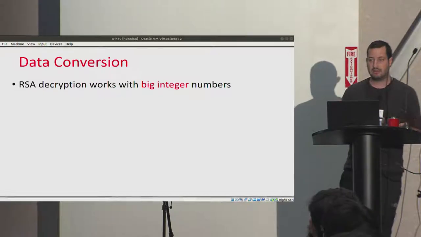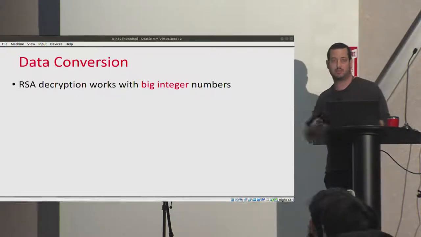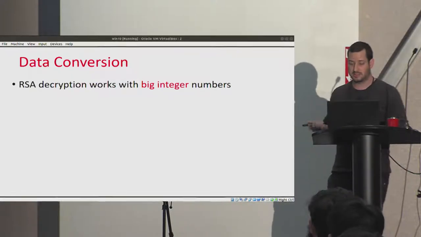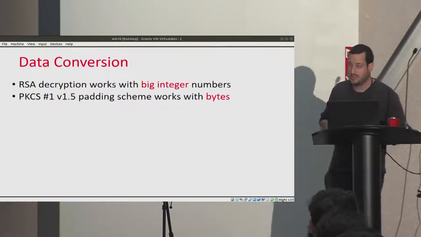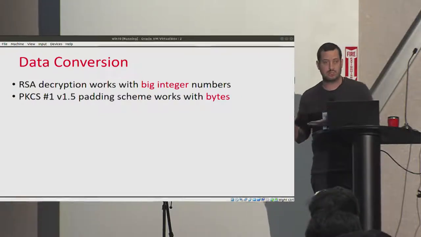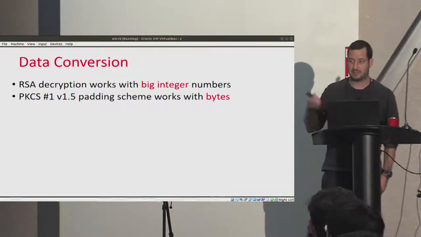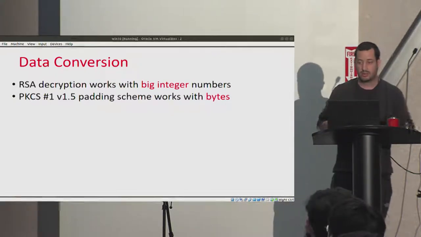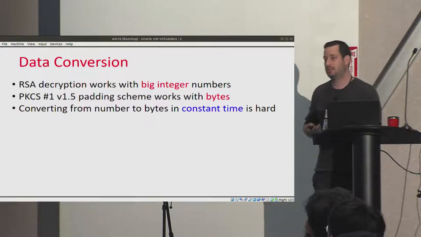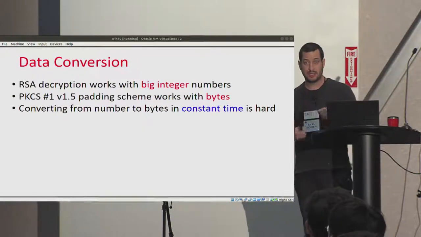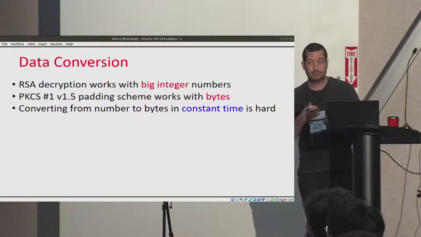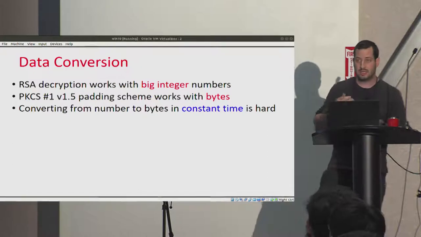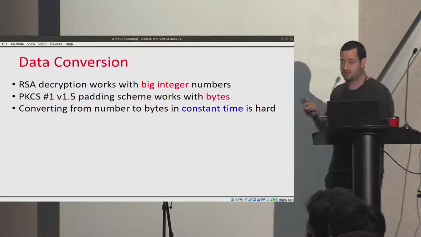And what do we mean by data conversion? Basically, RSA decryption or encryption, as we said before, works with big integer numbers. However, the PKCS padding scheme works with bytes. This is also the way that we handle the keys and the information that we want to encrypt. So we need to convert from one to another. After we decrypt the ciphertext, we get a plaintext number and want to convert it to bytes. And depending on the implementation, this might be a relatively hard thing to do in constant time.